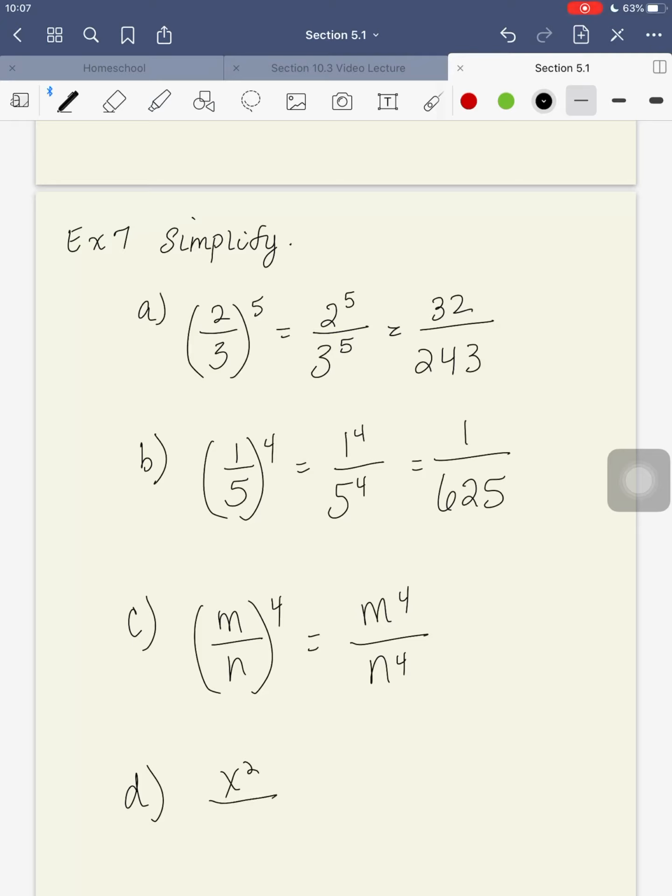And let's do one more. X squared over y cubed, and that is raised to the 5th power. So a power raised to a power, you multiply. X to the 10th over y to the 15th.